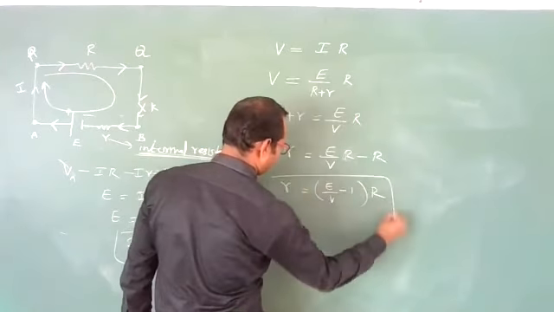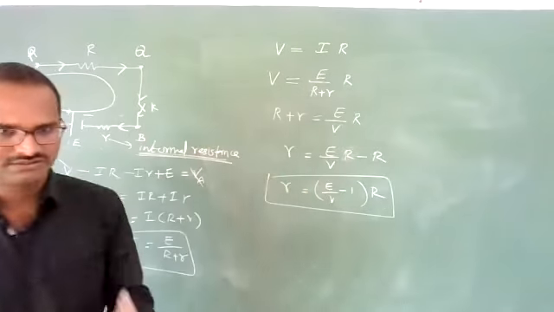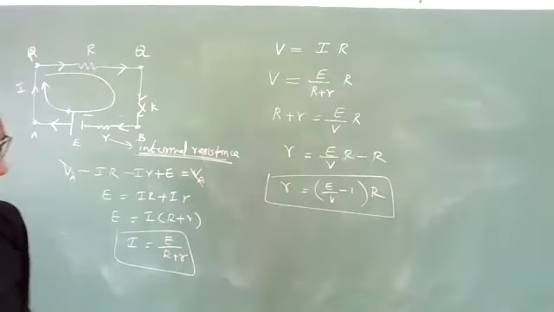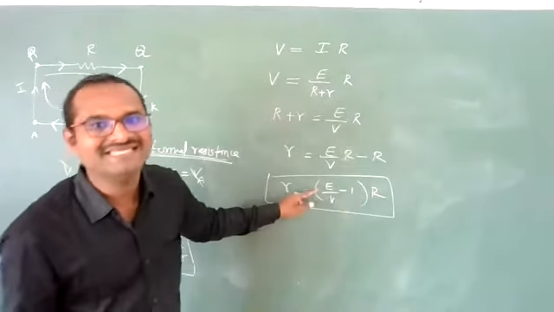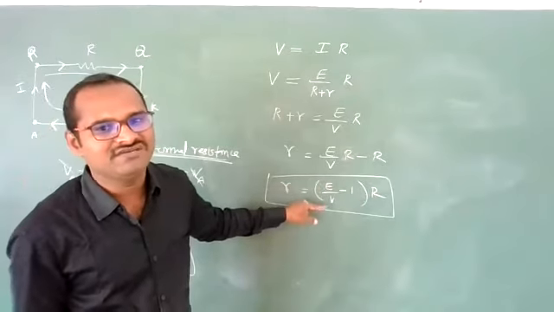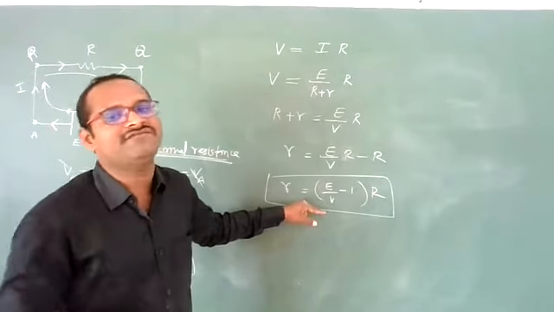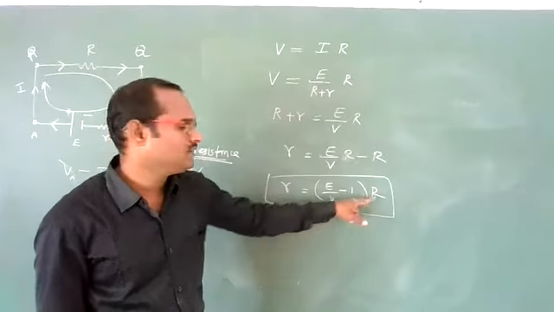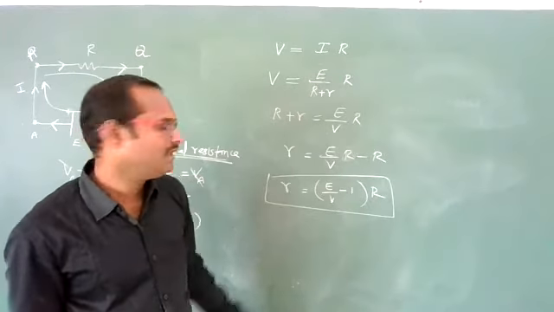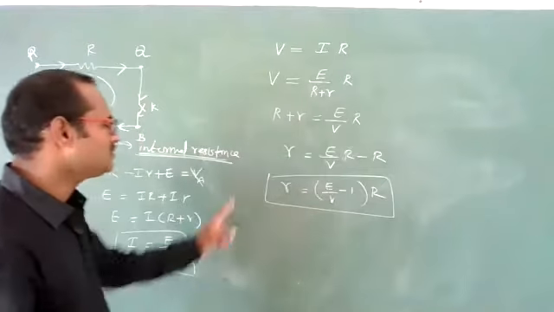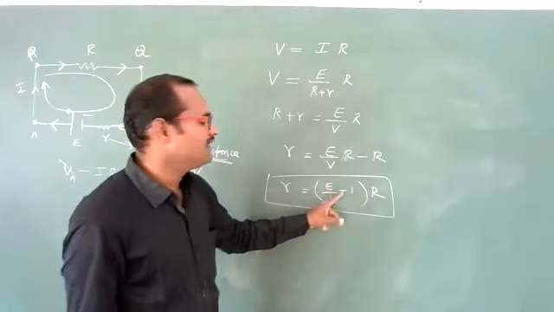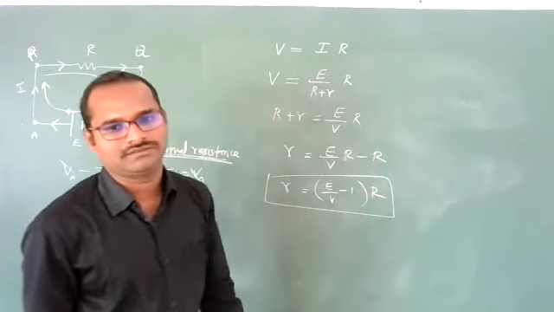Very, very important formula. You need to remember this. Internal resistance of a cell. Formula: small r is equal to E by V minus 1, into R. What is E? E is the EMF of a cell. What is V? V is the terminal potential difference of a cell. Minus 1 into capital R. Very, very important point. You must remember this one. Small r is equal to E by V minus 1 into capital R.